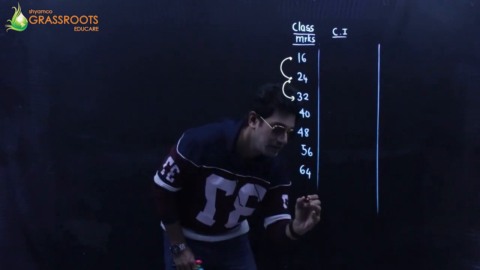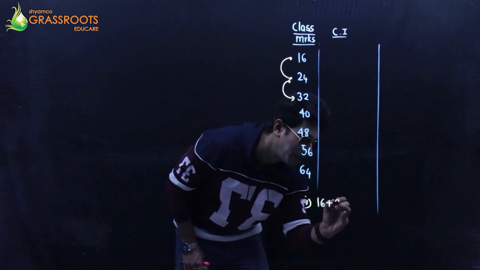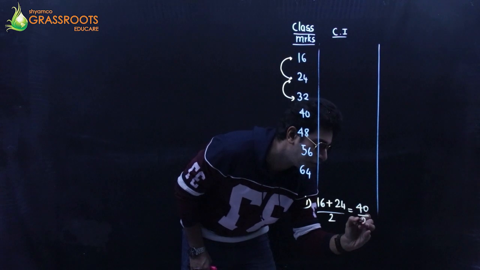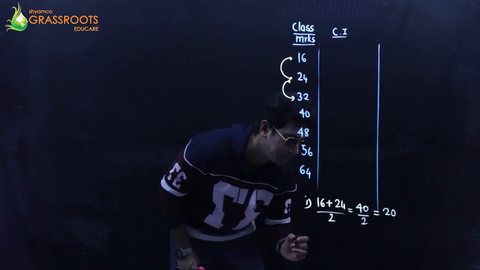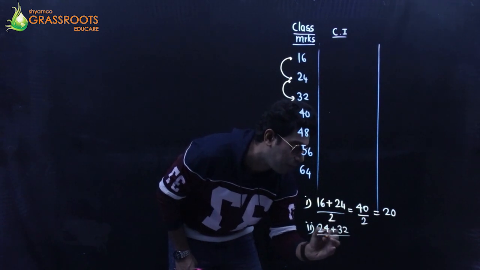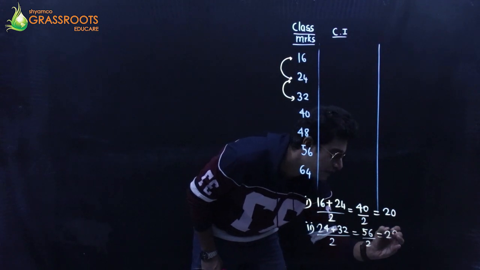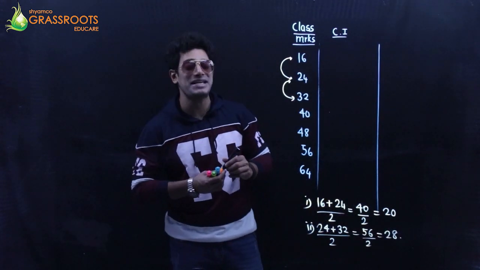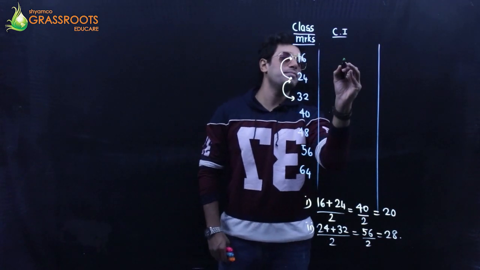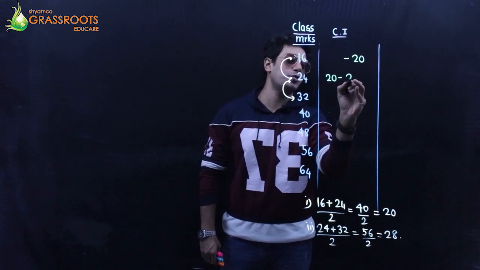Let's start. For the first class, 16 plus 24 upon 2. 40 upon 2, which is 20. Next, 24 plus 32 upon 2. That's 56 upon 2. That's 28. That means to make a continuous class interval, the upper limit is 20. This goes from 20 to 28.